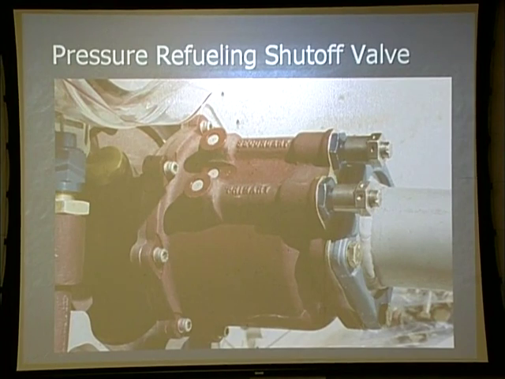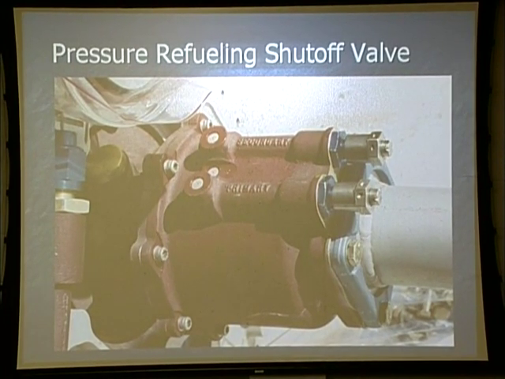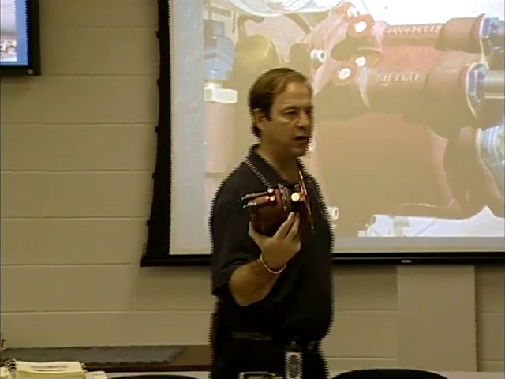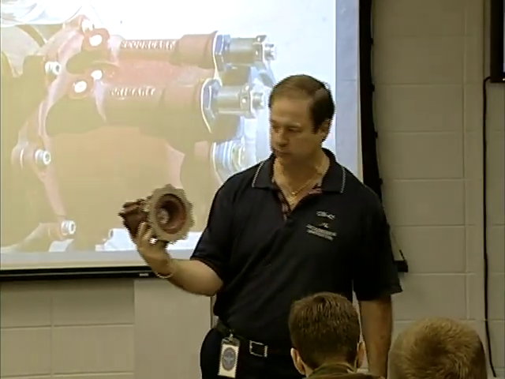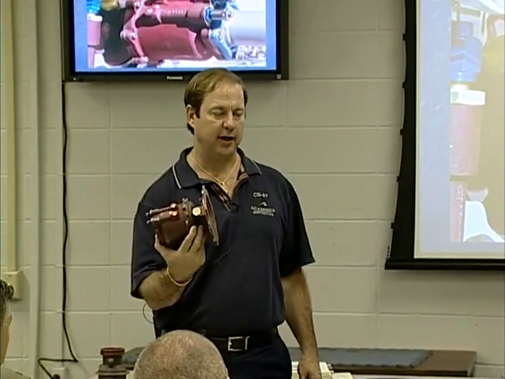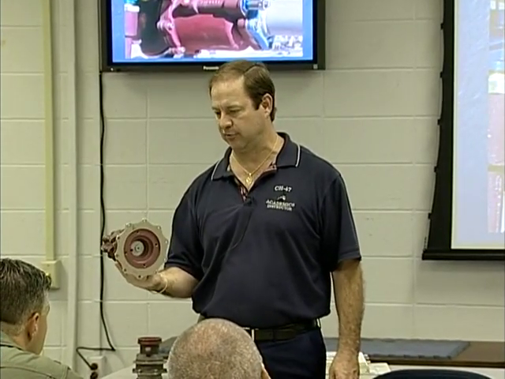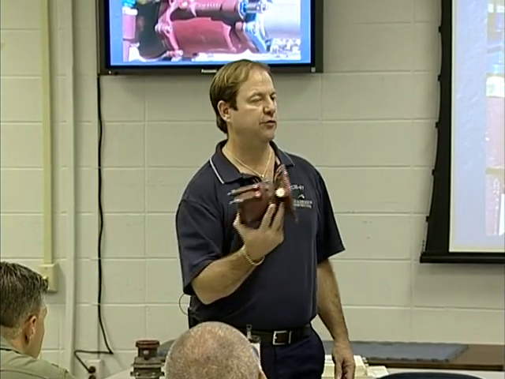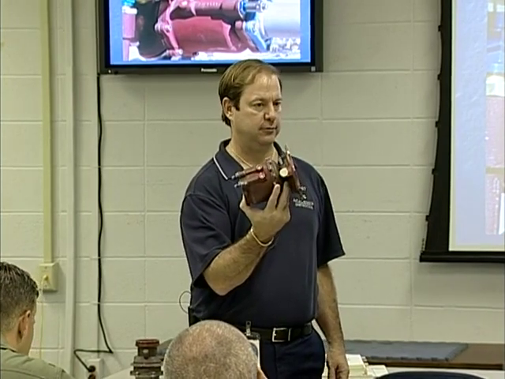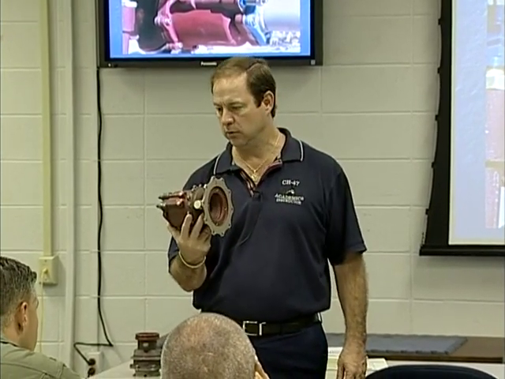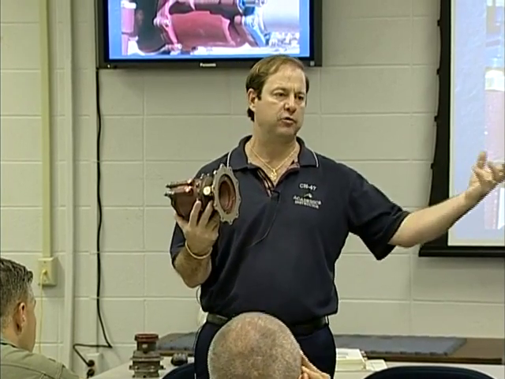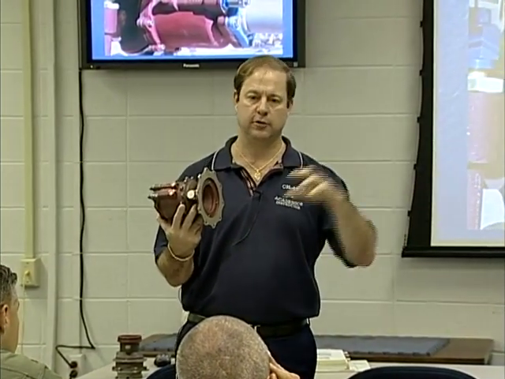Now, pressure refueling shutoff valve. I'm going to show it to you, gentlemen. But right now, all I'm going to tell you is that each tank has one. So how many of these fuel shutoff valves do we have? Each tank has one. Six. And I'm going to tell you that it is for the refueling process. This is what's going to be used to stop the transference of fuel from the truck to the aircraft.